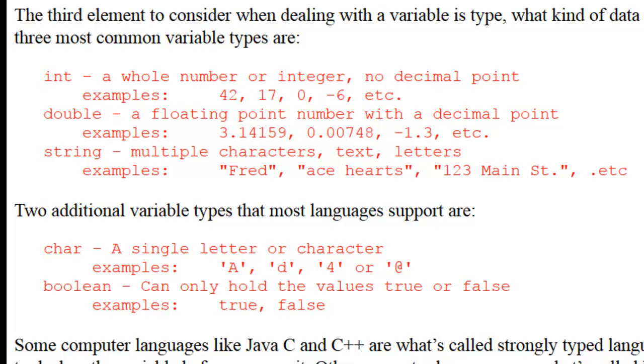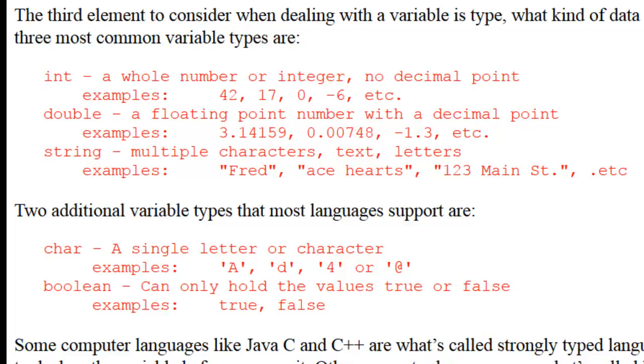A double, a floating point number with a decimal point. Examples are 3.14159, 0.00748, -1.3, etc. Or a string, multiple characters, text, letters. Examples could be Fred, or Ace of Hearts, or 123 Main Street. Right? There are two additional variable types that most languages support.